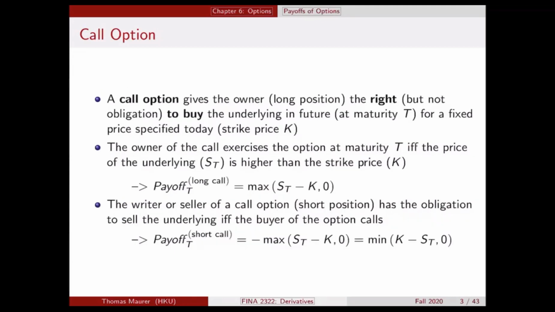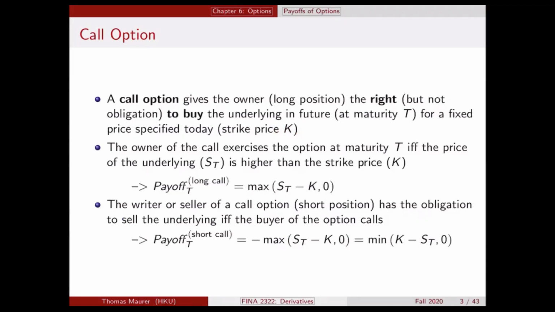Essentially, we have two different types of options. One is called the call option and the other one is a put option. In a call option, the owner or the long position has the right, but again, not the obligation, to buy the underlying asset at the maturity date for a fixed price, and we call this fixed price the strike price of the option, which we denote by K in our course.